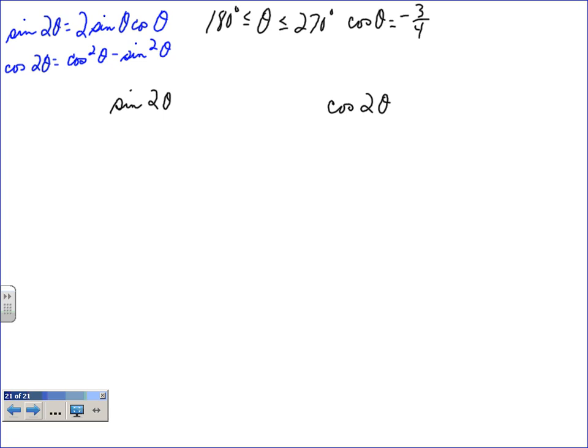Well, sine of 2 theta, the formula, 2 sine cosine. Let's write down what we know: 2 times sine theta, which I don't know, times cosine theta, negative 3/4. How do I find sine of theta?